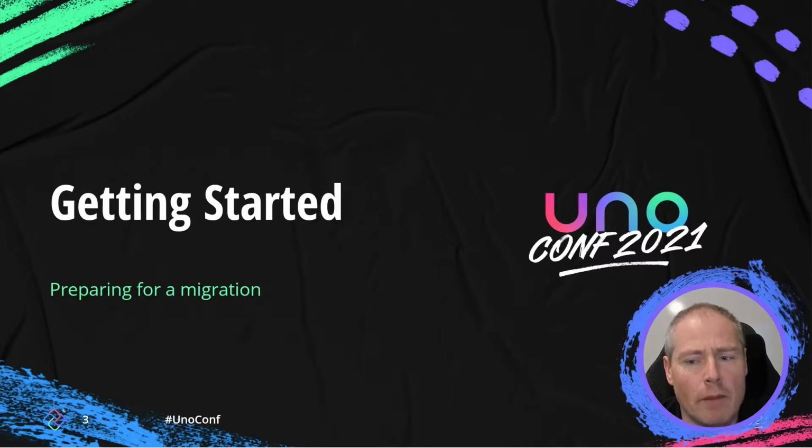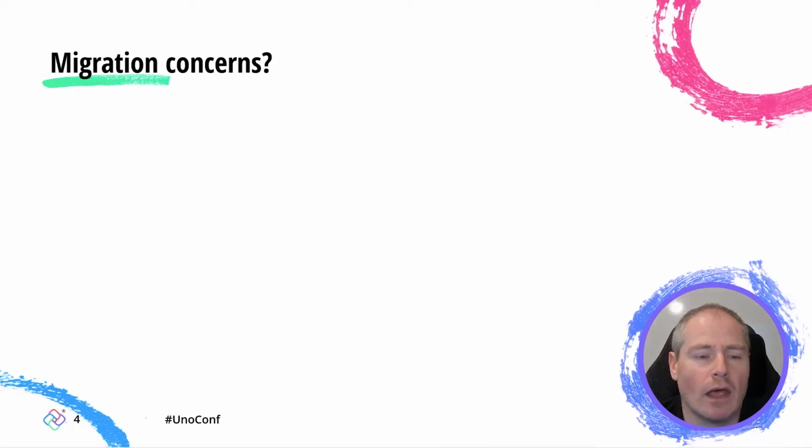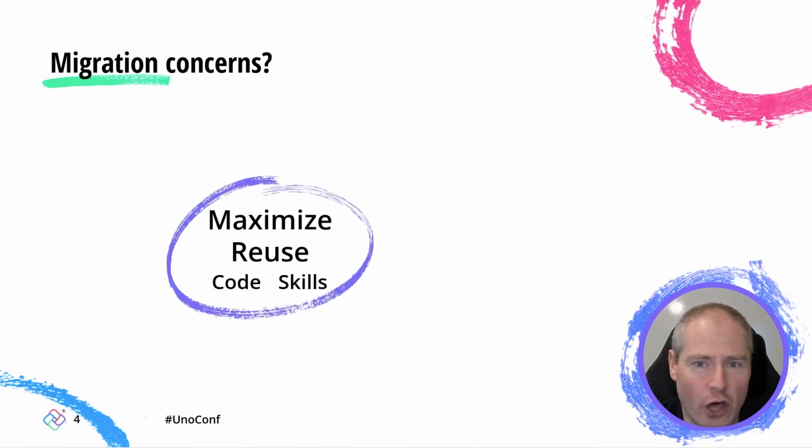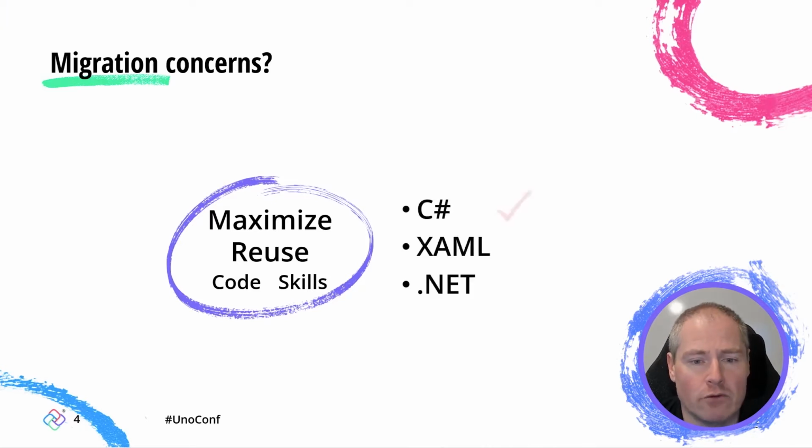So let's take a look at preparing for a migration. When I'm thinking about a migration, my key concerns are going to be around how do I maximize reuse, not only of the code, but also my existing skill set. That's where the Uno platform really shines. If you've invested in C#, XAML, and .NET, this is a natural place to go.